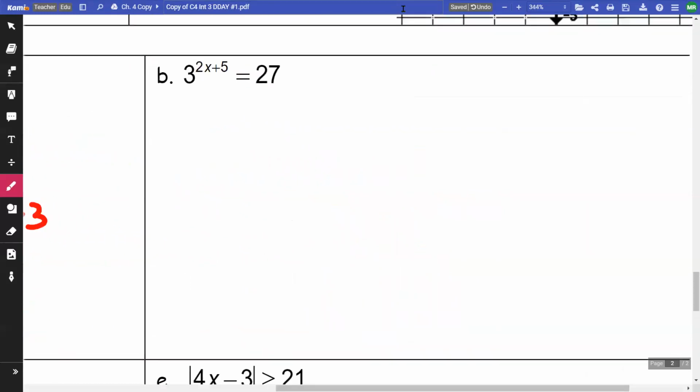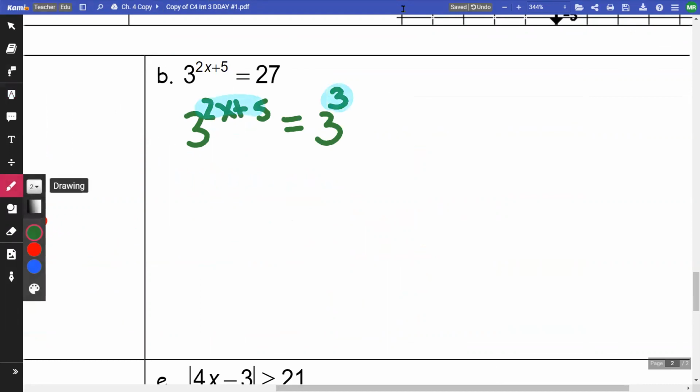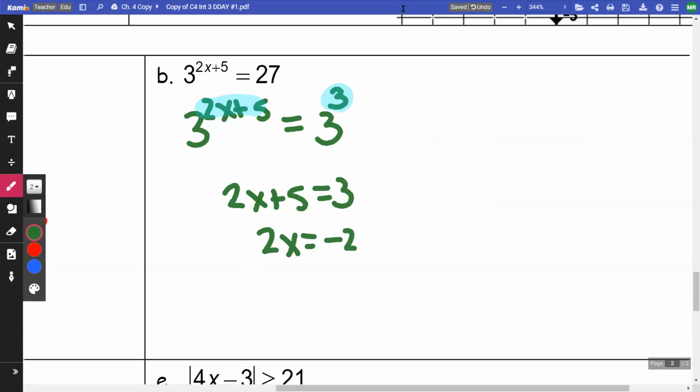On B, you want to make sure that you get a common base for both sides. That's going to be 3, so I'm going to have 3 to the 2x plus 5 equals, and 27 is 3 to the third. Then what has to happen is this exponent and this exponent have to be the same in order for these to be equivalent. So I'm going to take 2x plus 5 and set it equal to 3 so I can figure out what x has to be. I'm going to minus 5, so I get a negative 2. I'm going to divide by 2, so I get a negative 1.